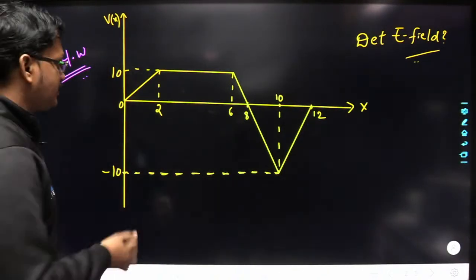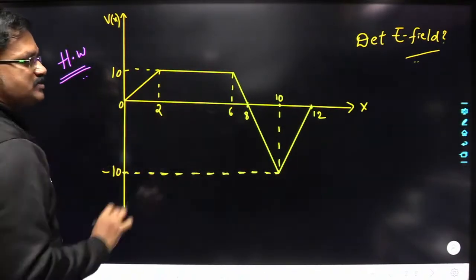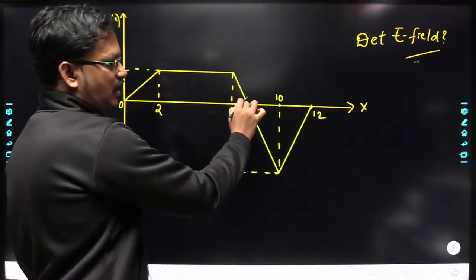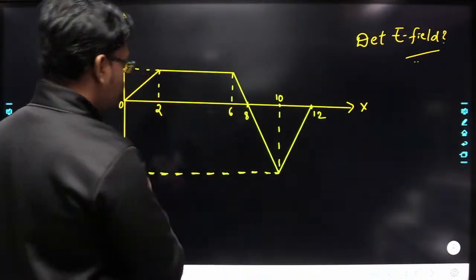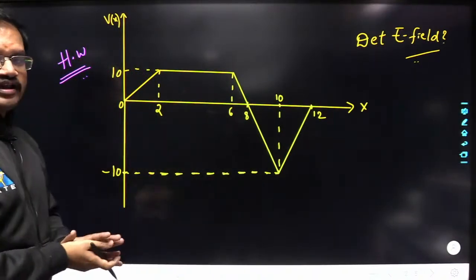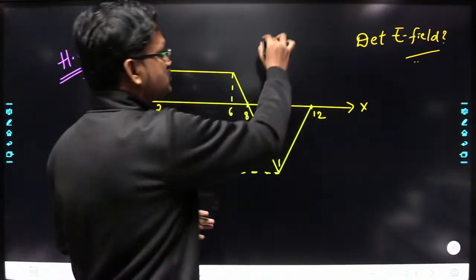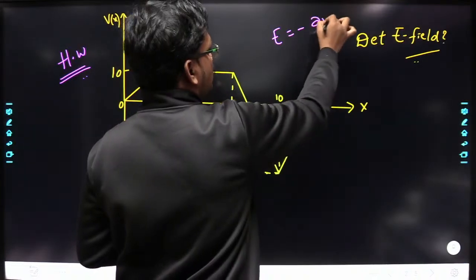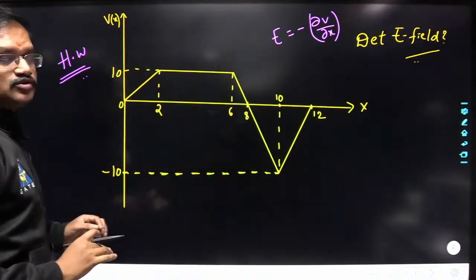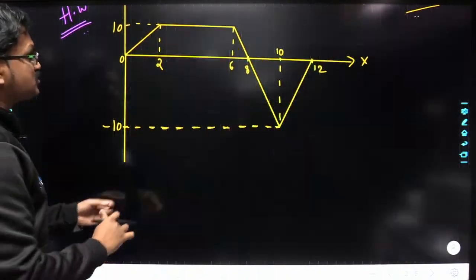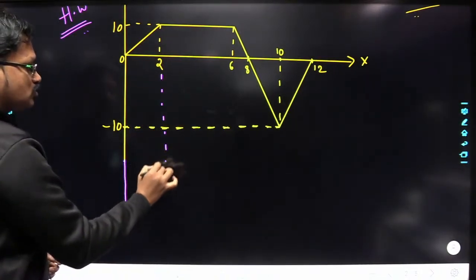Here, see, the slope is constant and positive. Here the slope is 0. Here the slope is negative and constant. And here the slope is positive and constant. So we can easily guess how the electric field will look. E is equal to minus dou V by dou X. So if the slope is positive, the electric field value is going to be negative. I will just draw the rough diagram here, and you have to do it as homework.